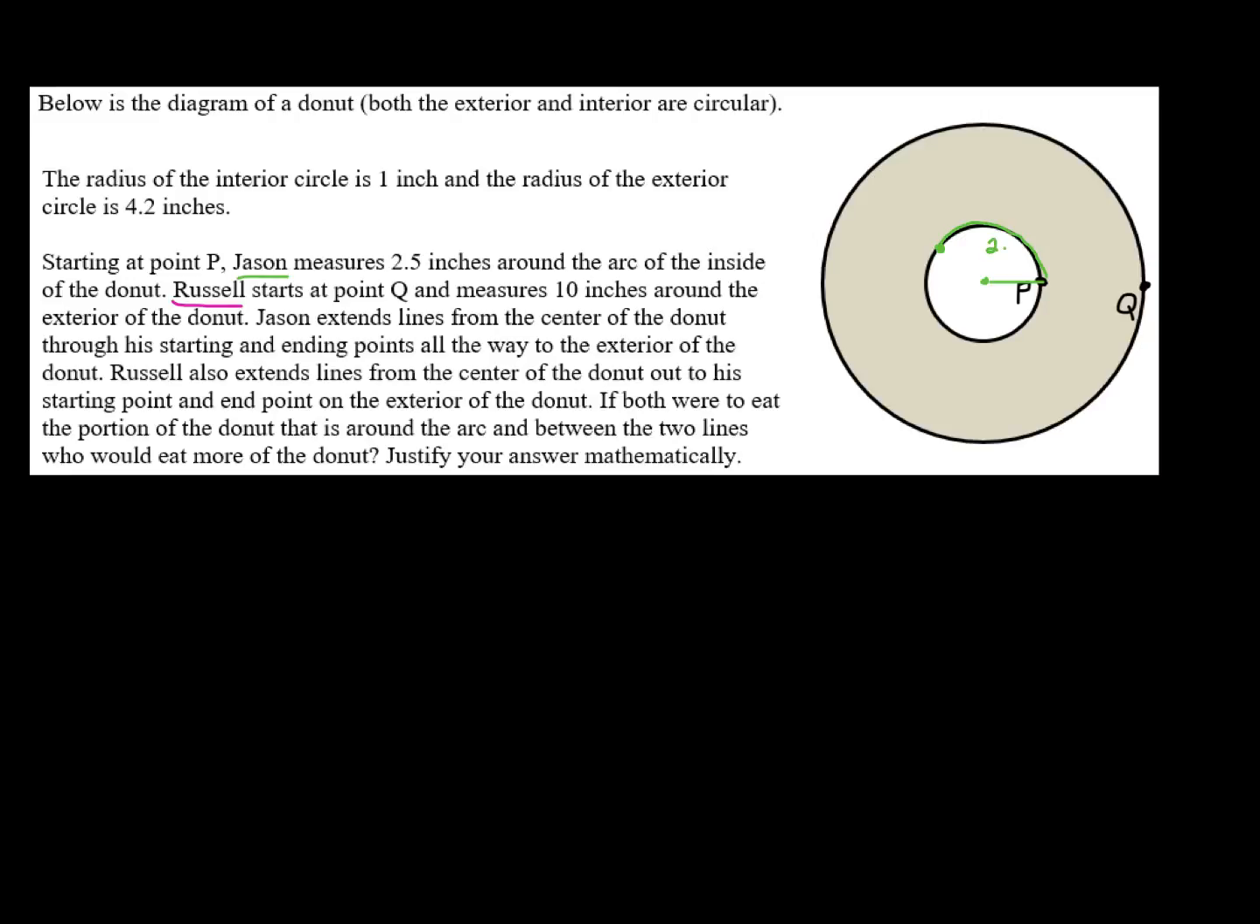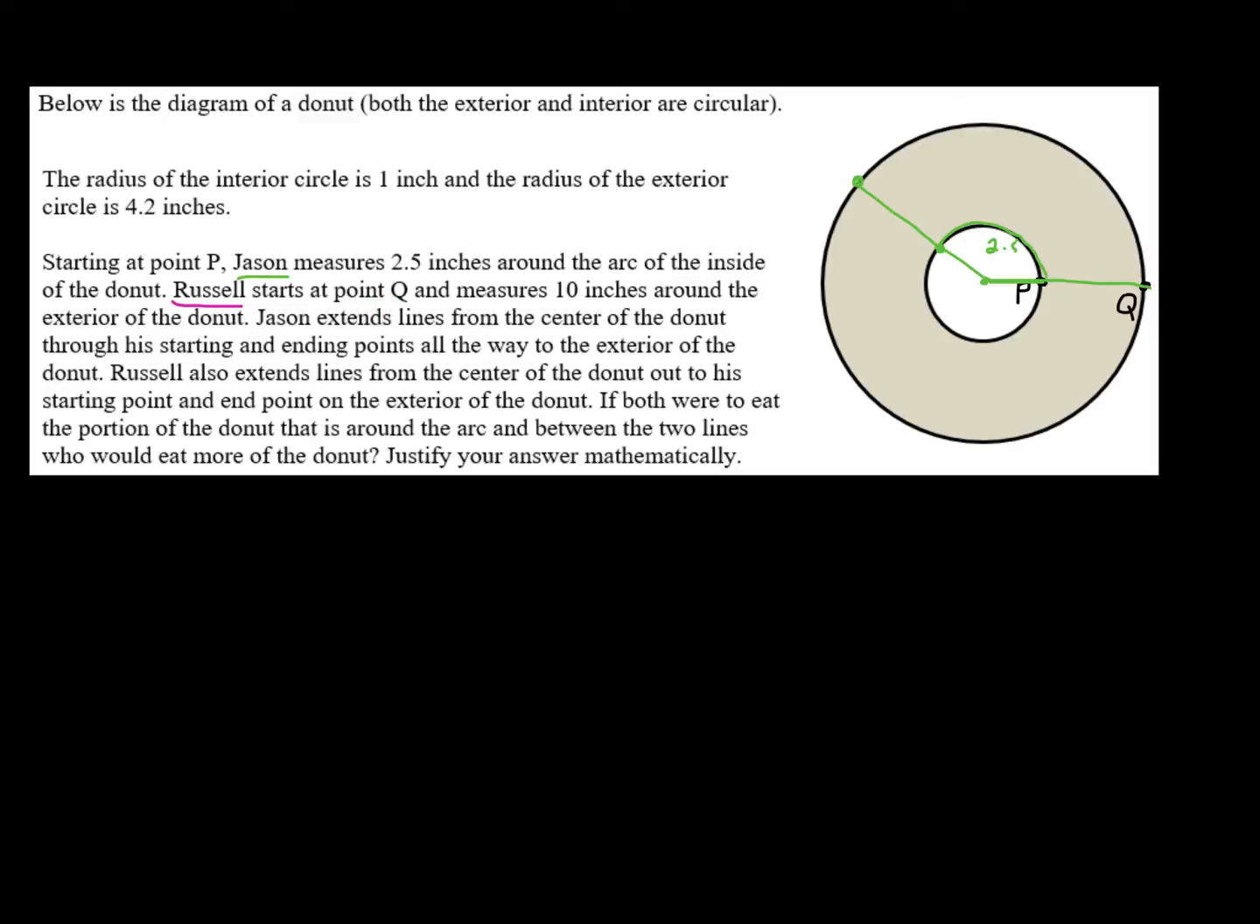That's 2.5. Then it says that Jason extends lines from the center of the donut through his starting and ending points all the way to the exterior of the donut. So from the center through his starting point to the exterior, and from the center through his ending point to the exterior. Okay, so now we see what Jason does, and now let's take a look at what Russell does.